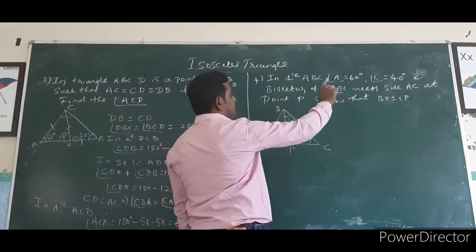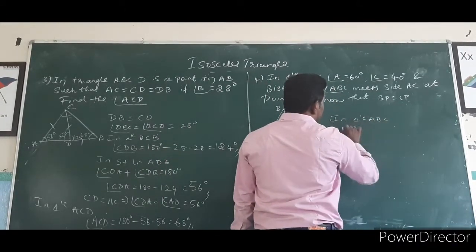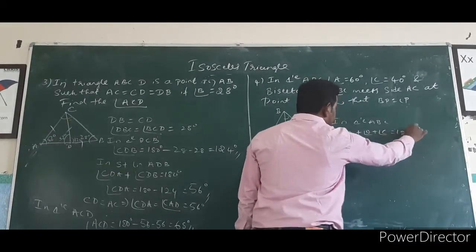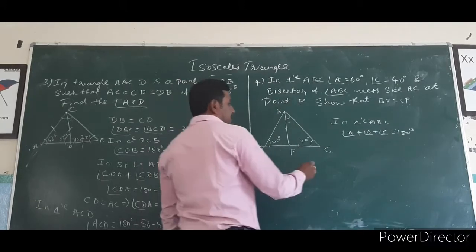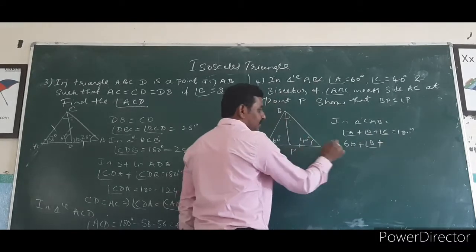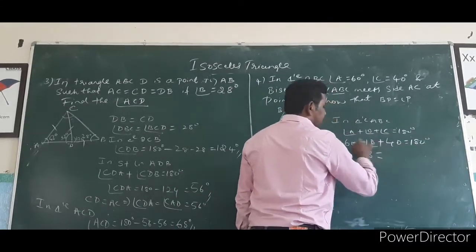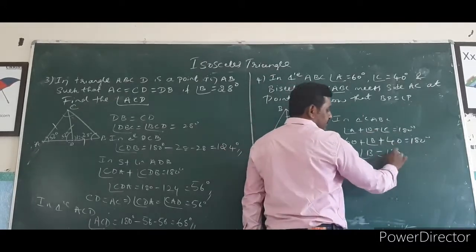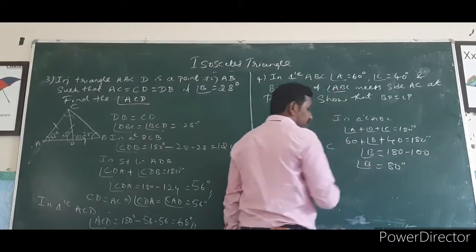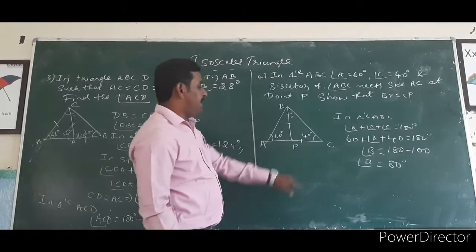So in triangle ABC, what is the sum of the angles? Angle A plus angle B plus angle C is equal to 180 degree. Angle A they have given 60, B we want to find, keep as it is, C they have given 40, equals 180 degree. Angle B is equal to 60 plus 40, what? 100. You can shift to that side. 180 minus 100, 80 degree. Angle B is 80 degree.